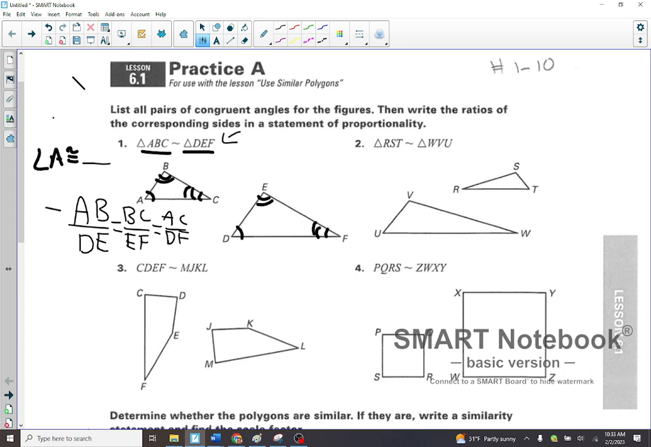Okay, but the corresponding ones go together. It's like AB, which is the top left, goes with DE, which is the top left. Also, you can tell from the title, AB goes with DE. Wait, I did that so wrong. I did A over B equals D over E.